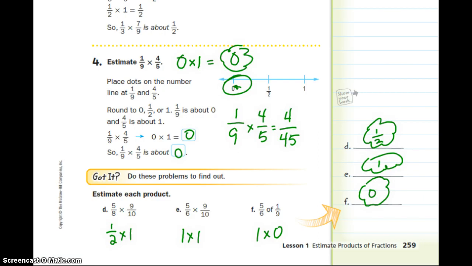Did you get what I got? So again, on D, I said that's about 1/2 times 1, which is 1/2. In E, both of them are close to 1, so 1 times 1 is 1. And then F, the first one is close to 1, the second one's close to 0. So again, my estimate is 0. And again, these are estimates. I know that the answer to F is not 0, but it also isn't going to be a big number. We know that all these answers are going to be less than 1. When you're multiplying fractions times fractions that are not improper, that are less than 1, your answer will always be less than 1.